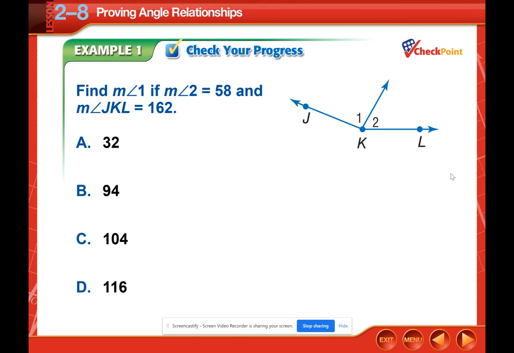Subtract 58 from both sides, and we're left with the measure of angle 1 is 104 degrees. You can check that work by adding 58 back to 104, and you should end up with 162.